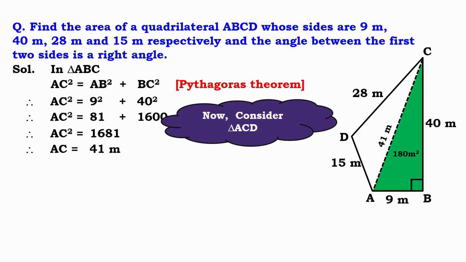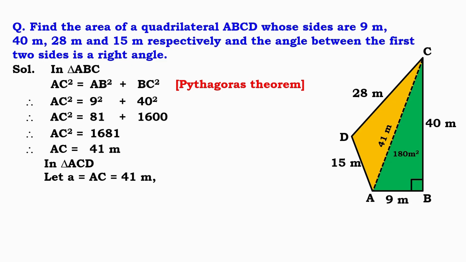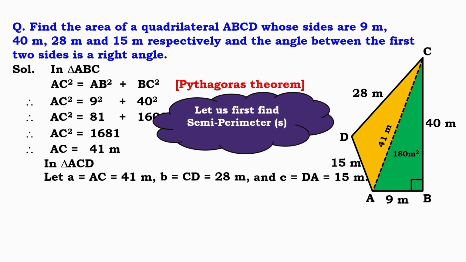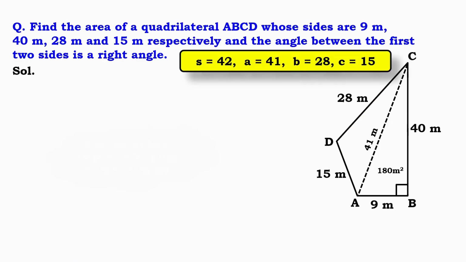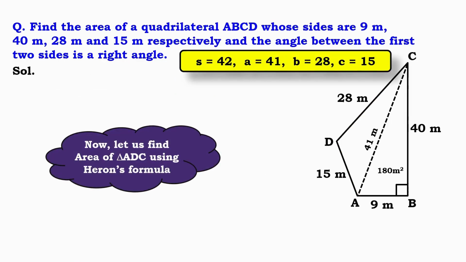Now consider triangle ACD. In this case, we now know all three sides, A, B and C. Now we need to find the semi-perimeter S, that is A plus B plus C by 2. So let's put the values over here. Finally we got 1 by 2 into 84, that is 42 meter. Now we have to apply Heron's formula to find the area of triangle ADC.